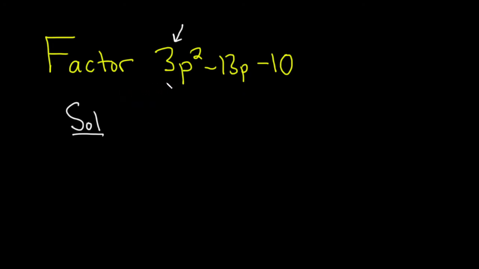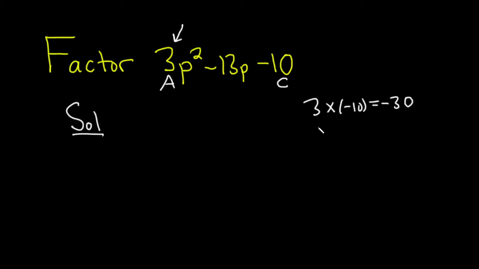So you find your A and your C. So this is your A and this is your C. By the way, this here is your B, but we don't really need it. Then you multiply A times C. So you do 3 times negative 10. So 3 times negative 10 is equal to negative 30.